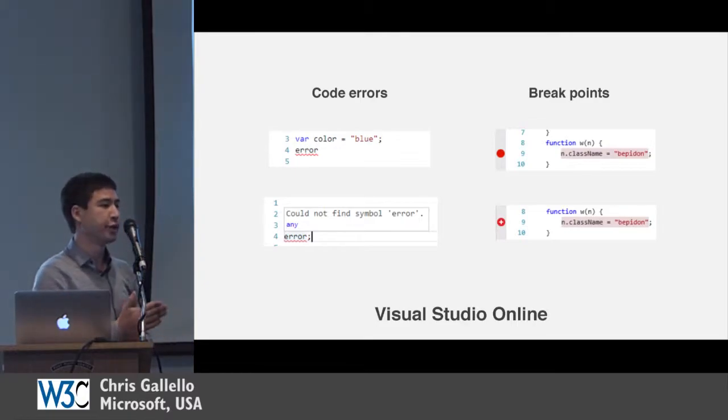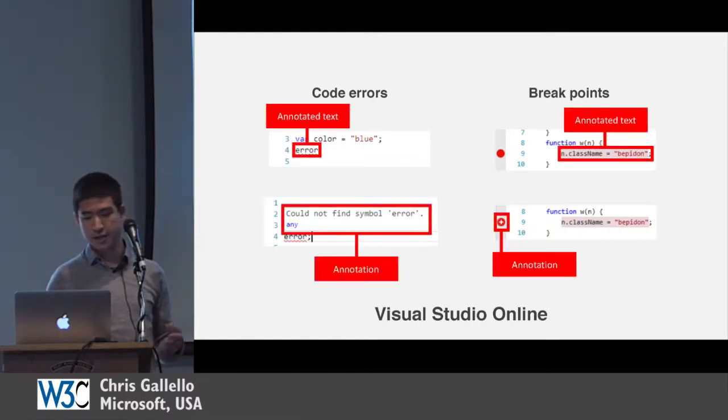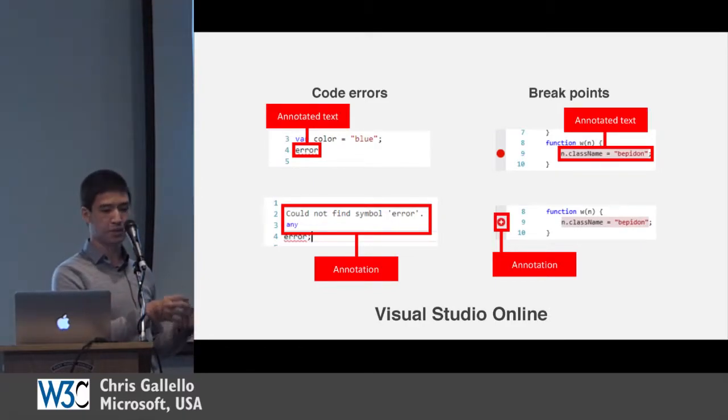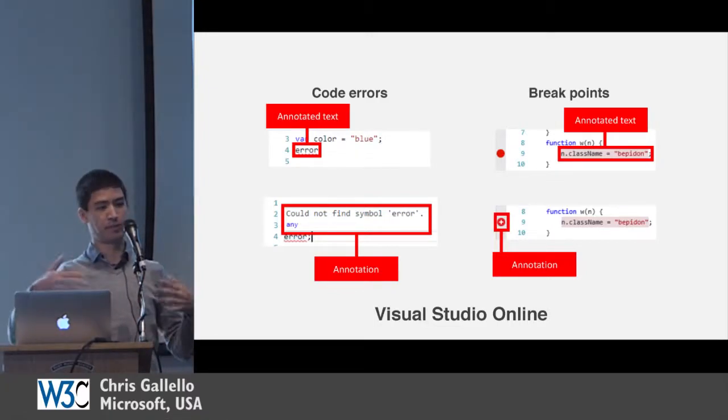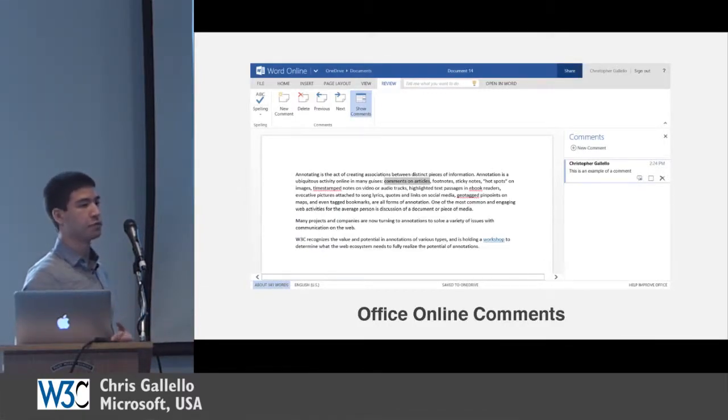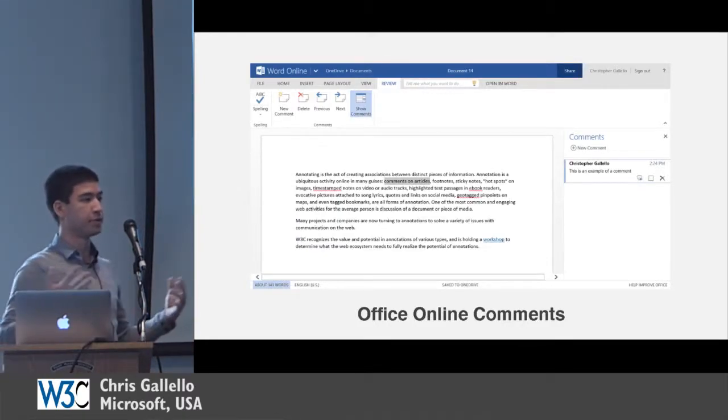We also have breakpoints, where you might highlight a line and put a breakpoint in there, and we consider those to be annotations with annotated text and annotations. For the purposes of this discussion, that's how I'll be referencing these kinds of things. The text that you're actually writing is the annotated text, and the annotation is whatever the program gives back to you. In Office Online, if you're familiar with Microsoft Word, there are comments in Microsoft Word.